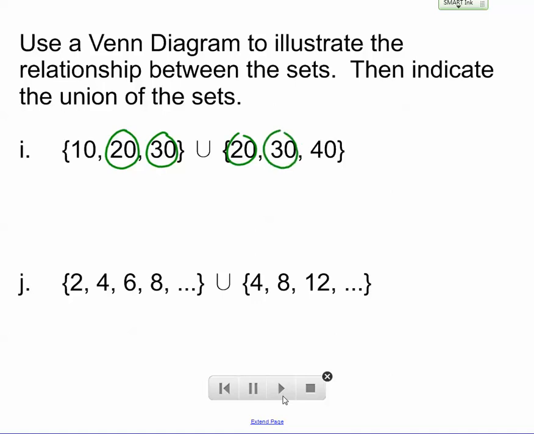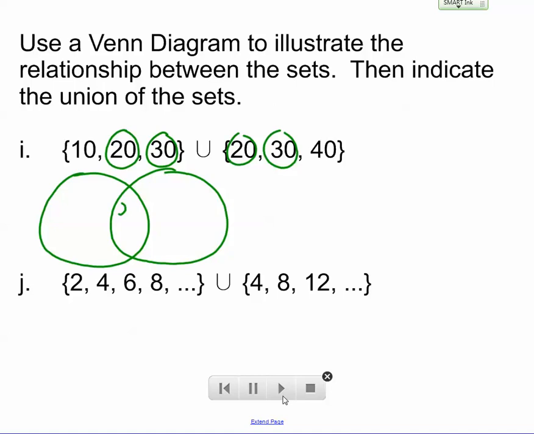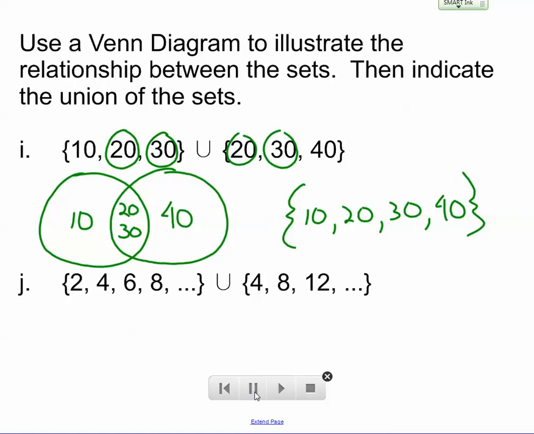So when I draw my Venn diagram, I am going to have an overlap, and that overlap is going to include 20 and 30. The first set's got 10 all by itself, and the second set's got 40 all by itself. So the union of these two sets is writing them both together, 10, 20, 30, and 40. You're not going to write 20 and 30 twice just because they occur in both sets. We only need to write them once.